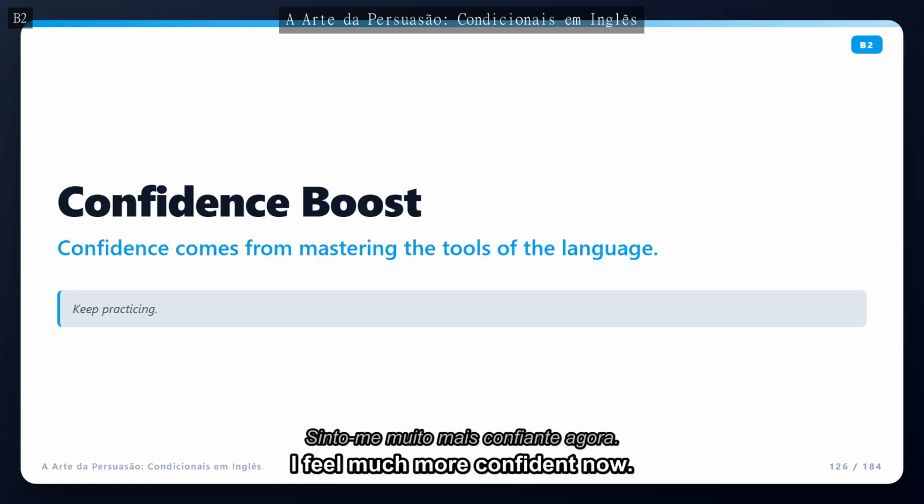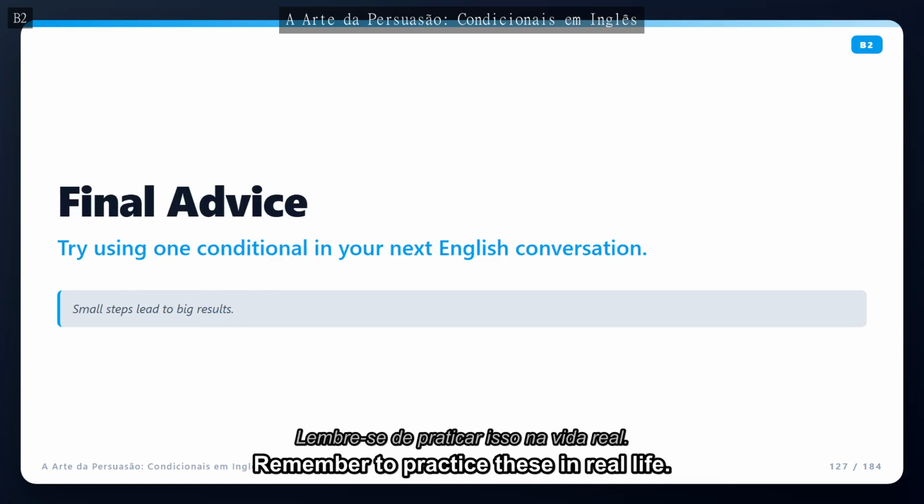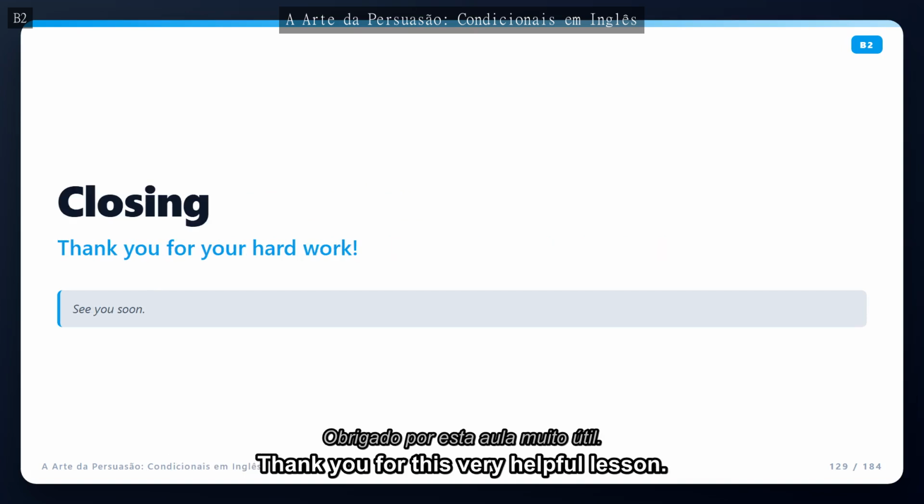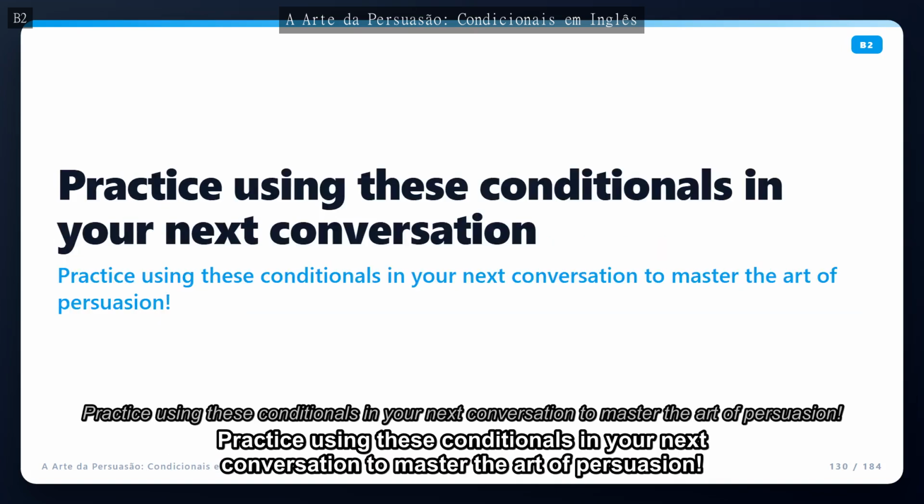I feel much more confident now. Remember to practice these in real life. You have mastered the art of hypothetical persuasion. Thank you for this very helpful lesson. Practice using these conditionals in your next conversation to master the art of persuasion.